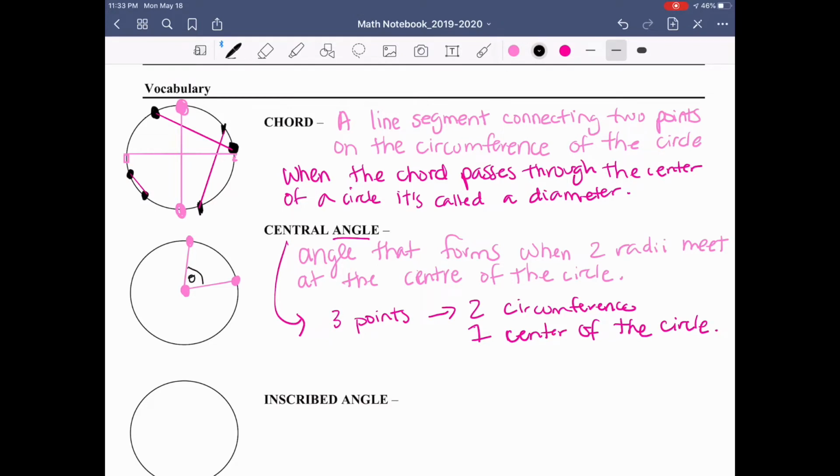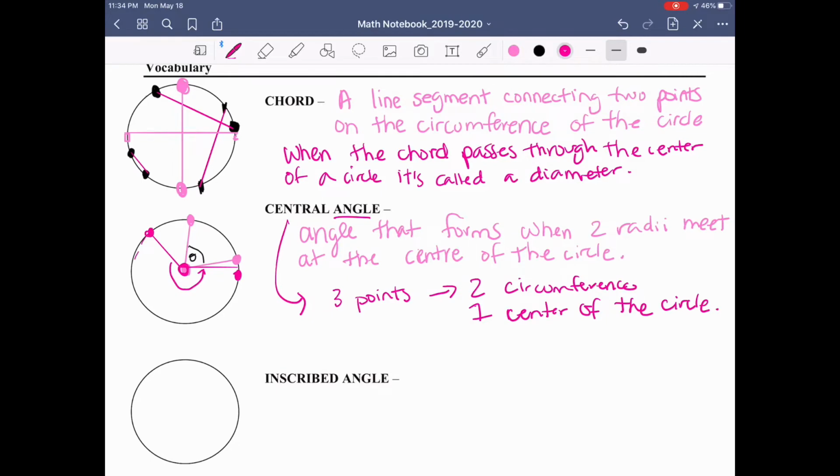Okay, the central angle can be really big or really small. So for example, if I have an angle like this connecting these 3 points, this angle is also a central angle. Okay, so any angle that connects 3 points, 1 in the center of the circle and 2 on the circumference, is called a central angle.